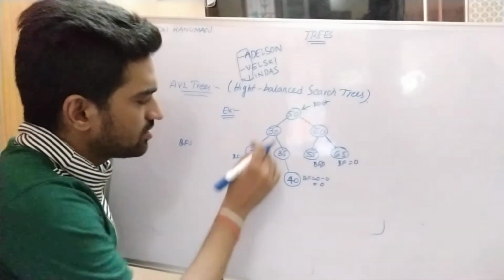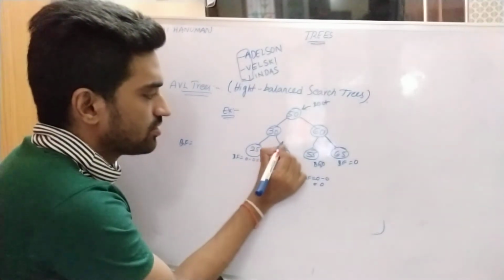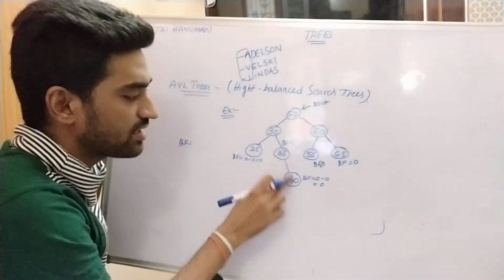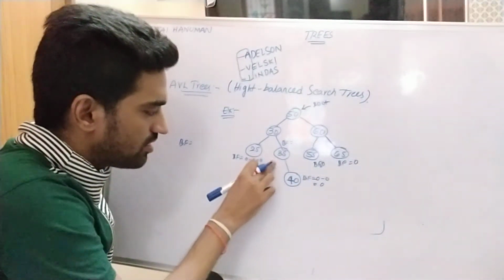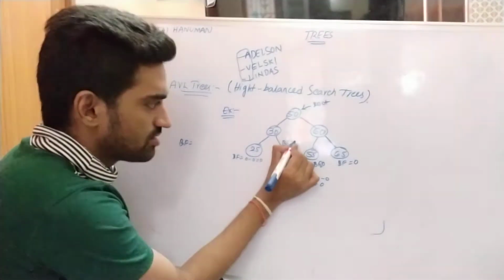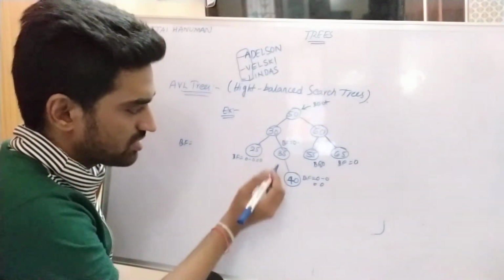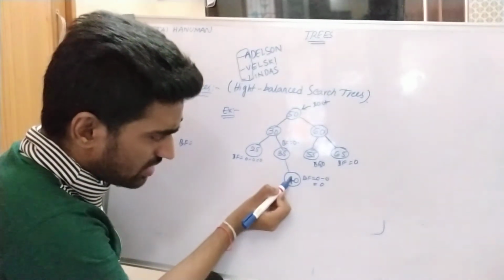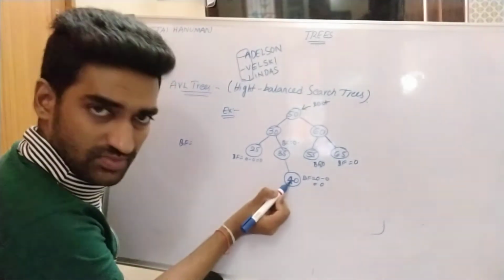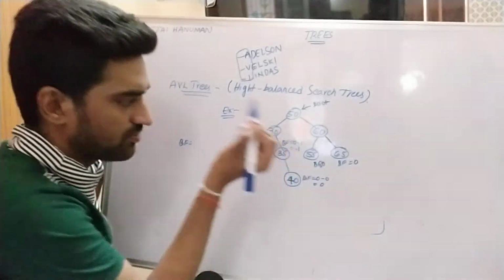Then I am calculating the balancing factor for this node. The balancing factor is equal to the height of the left subtree minus the height of the right subtree. For this node, the left subtree is not present, so I am writing 0 minus the height of the right subtree. The longest path from the leaf node to that node: what is the leaf node? 40. So one edge is present. That's why the balancing factor is minus 1.